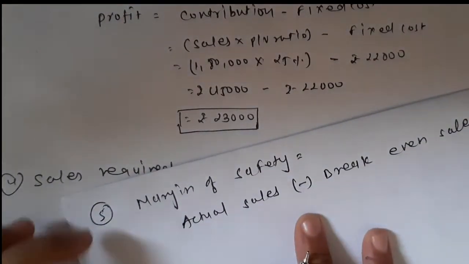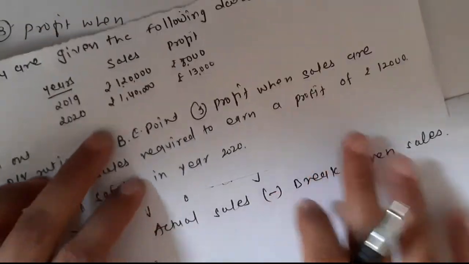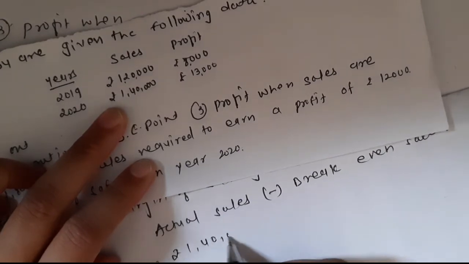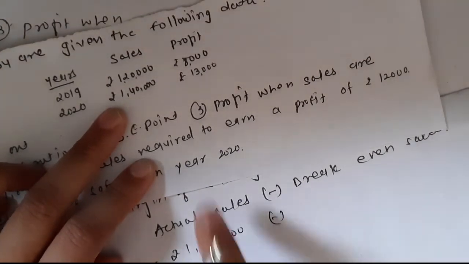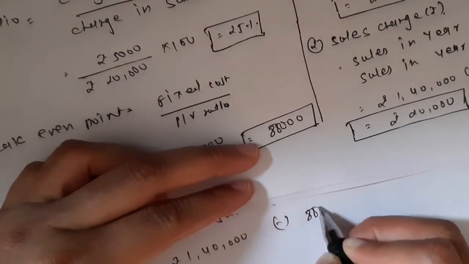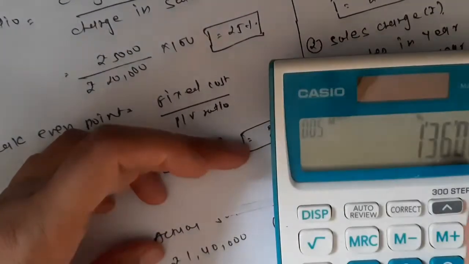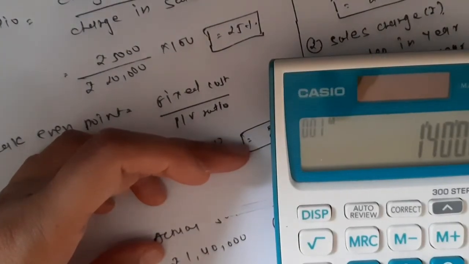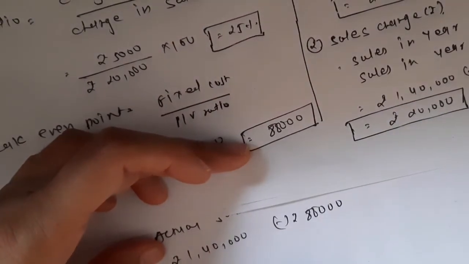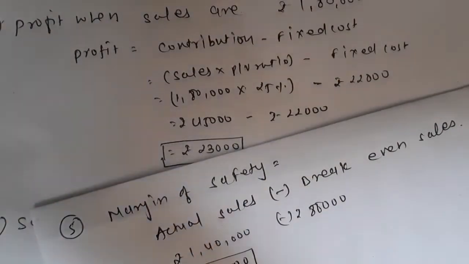Okay, what is actual sales? In 2020 actual sales is rupees 1,40,000. And what is break even sale? We already found it, it is rupees 88,000. Now deduct this one. 1,40,000 minus 88,000 is equal to 52,000. So 52,000 is our margin of safety. Here we complete our question.